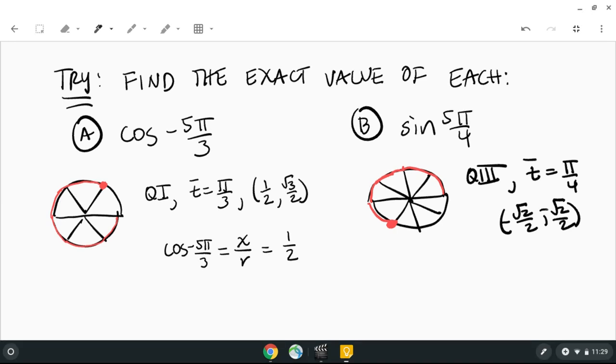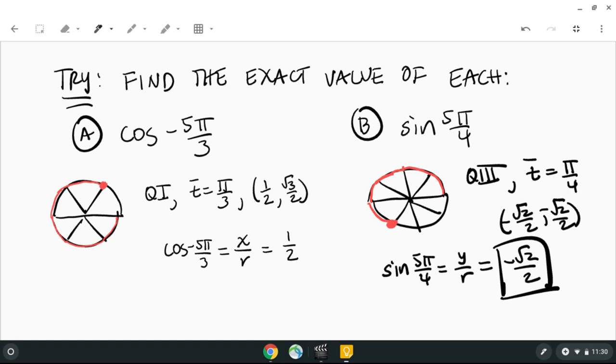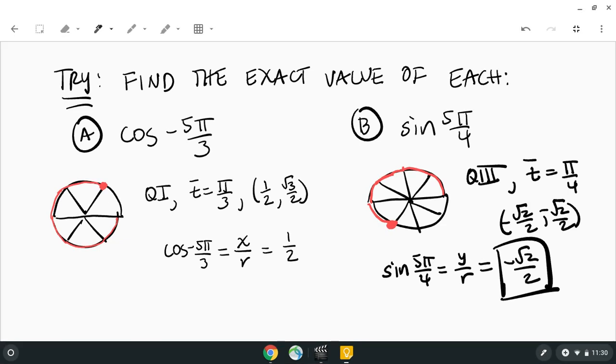Okay, so then that tells me that sine of 5 pi over 4 is y over r, but r is 1. So my y value here is negative square root 2 over 2. Okay, so let's take a look at these here.